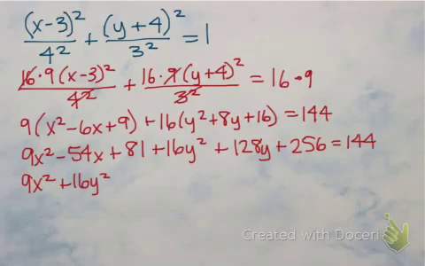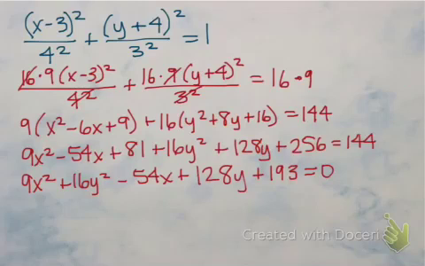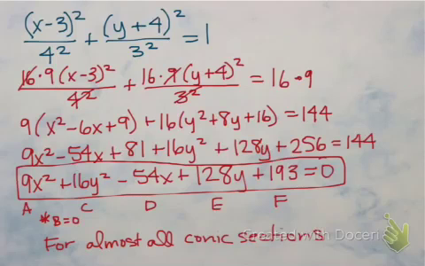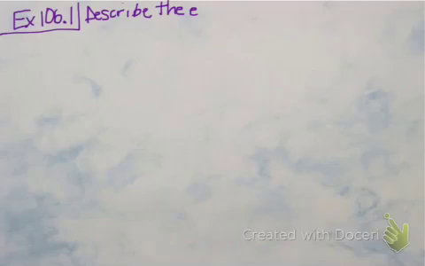Now we just need to reorder. So we take the x squareds first, so 9x squared. Any xy would come next, but there are no xy's. Now we'll do 16y squared, and then we look for x's, and then the y's, and then finally the constant term, and it's set equal to 0. So you'll notice that we have A, C, D, E, and F, but B is missing. B is equal to 0 in this case, and for conic sections, in almost all cases that is going to be the case. So we'll do an example.